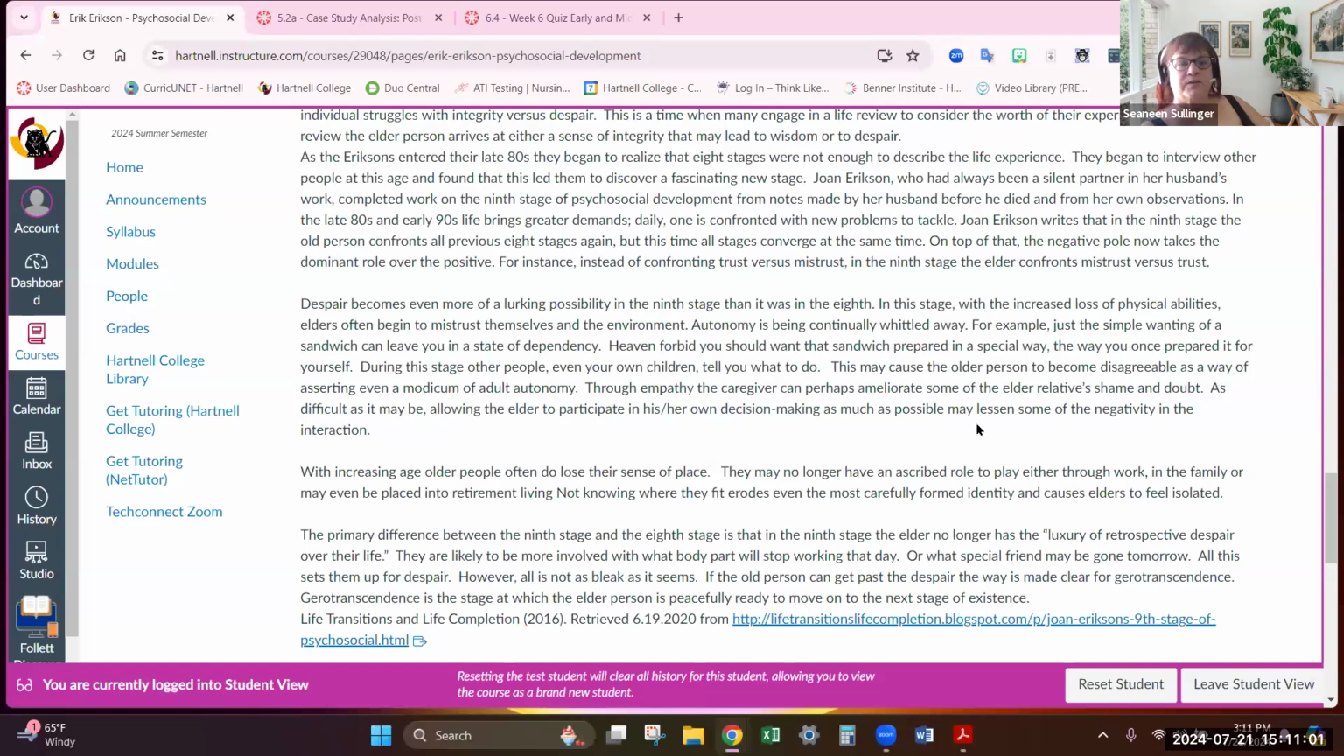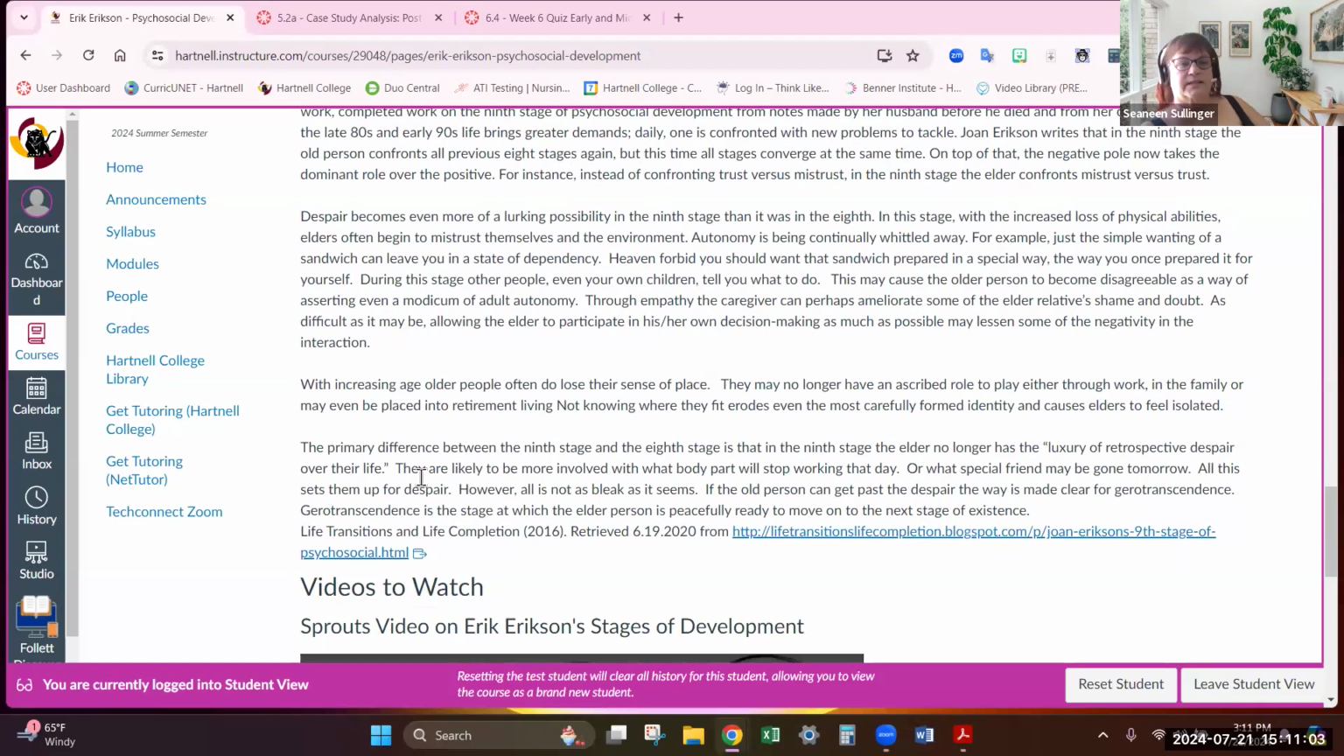What I think is important is the difference between the ninth and the eighth stage: in the ninth stage, the elder no longer has the luxury of retrospective despair over their life. They're likely to be more involved with what body part will stop working that day. A lot of their friends are dying, so what friend may have died or passed away, which can set them up for despair.